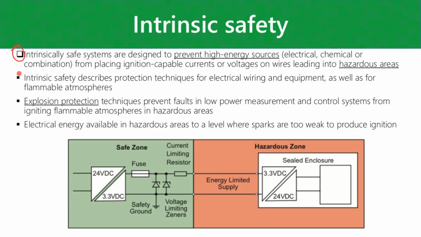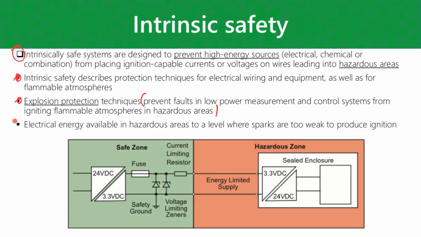Basically, intrinsic safety describes protection techniques for electrical wiring and equipment, as well as for flammable atmospheres. Mainly what we're going to look at in this section is explosion protection techniques. Typically this involves preventing faults in lower power measurement and control systems from igniting flammable atmospheres in hazardous areas. Essentially, our goal is to reduce the amount of energy supplied within a hazardous zone, or to contain that energy in such a way that it's not exposed to the flammable atmosphere.